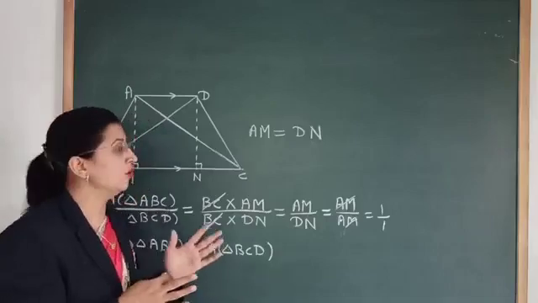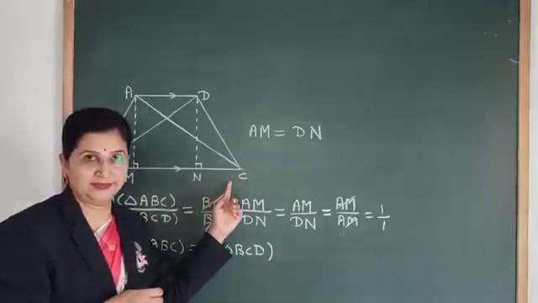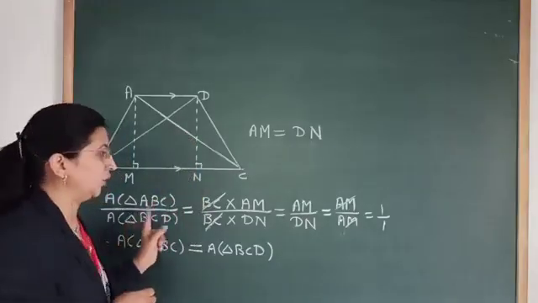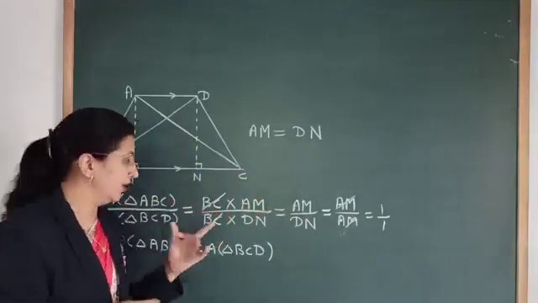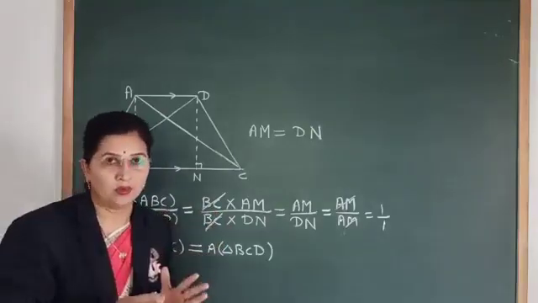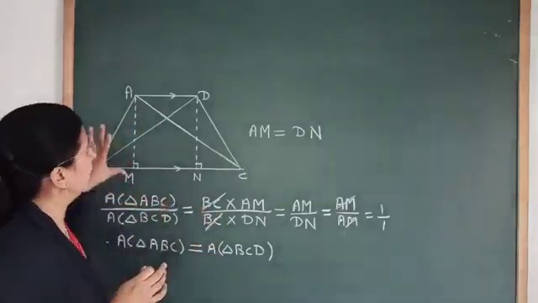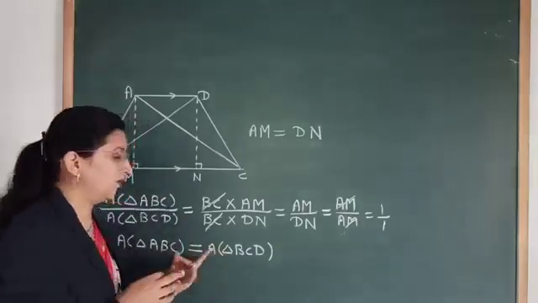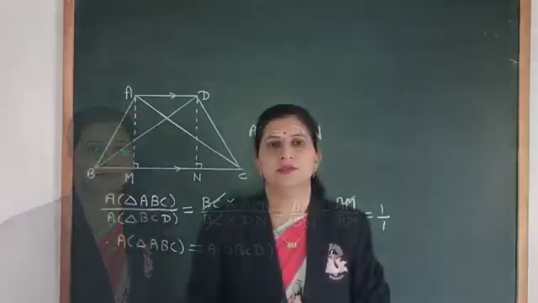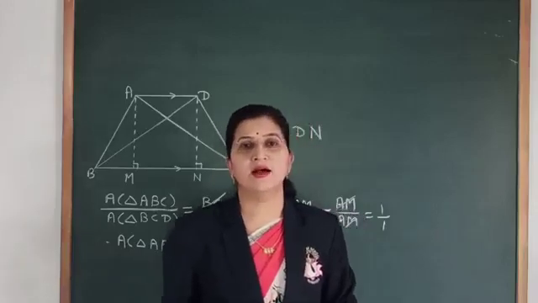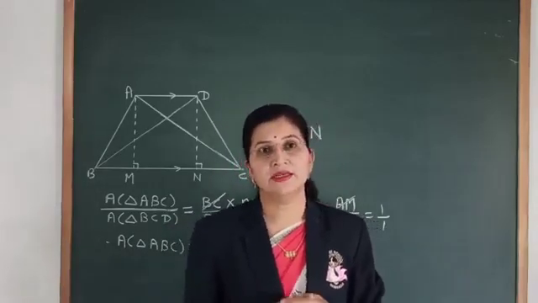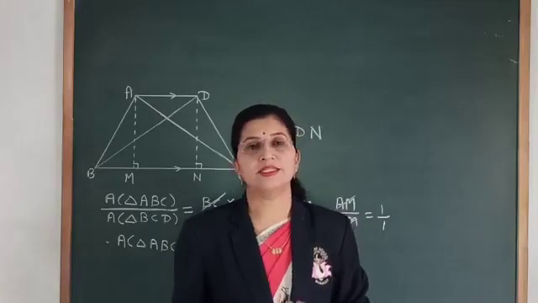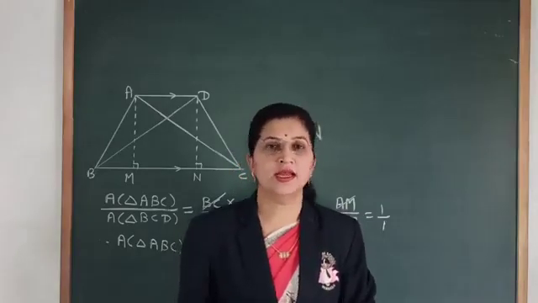Okay. So when two triangles have a common base and equal height, then their ratio is 1 or their areas are equal. Okay. So in this way, the triangles between two parallel lines are always of equal areas. So dear students, in this way we have studied the different properties related to the ratio of areas of triangles. Okay. Now let's use these properties to solve the examples.